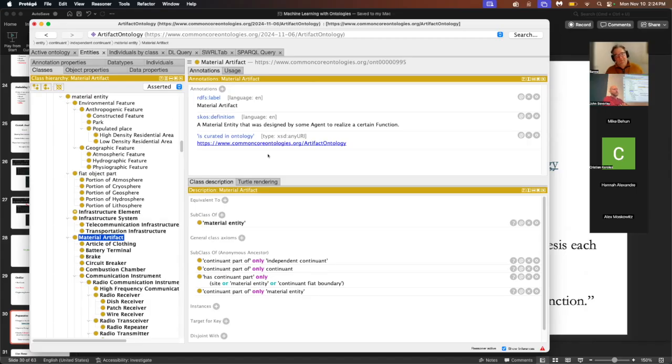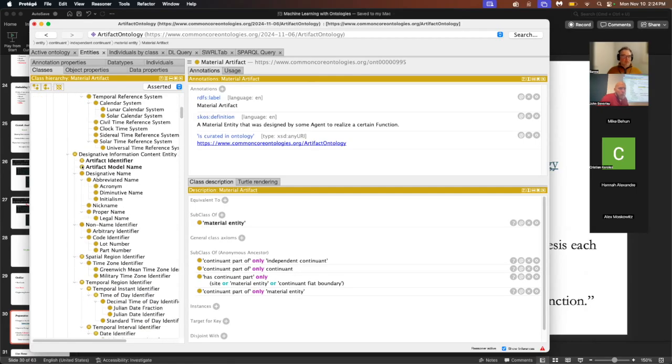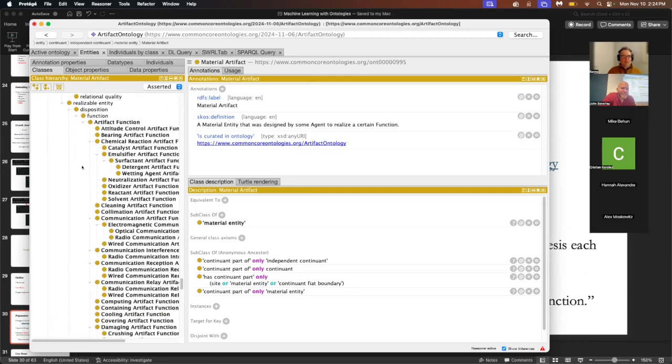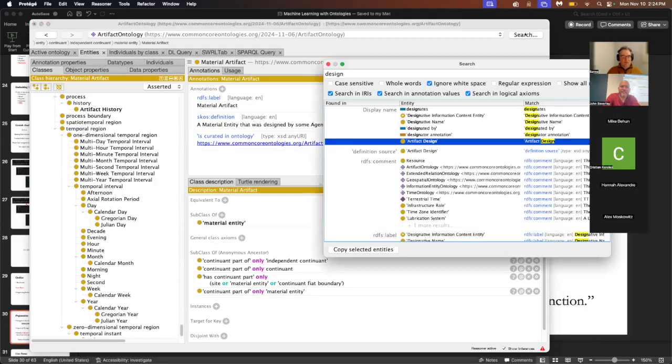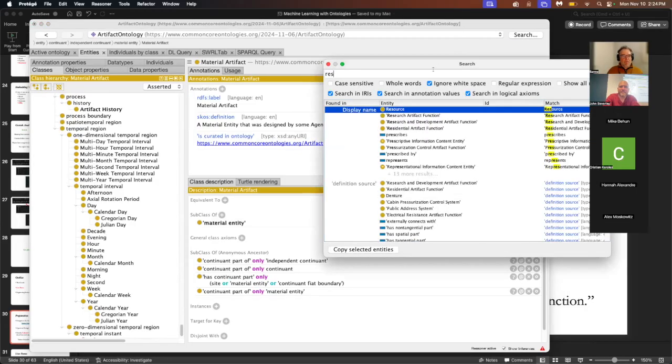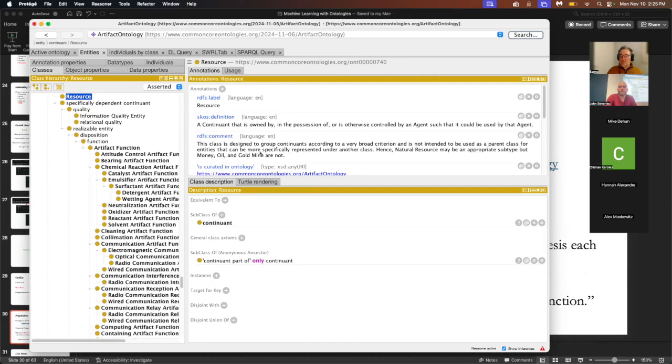So we still have resource as a class in CCO, right? Yeah. Okay, so it is a weird class, outside of everything. And everything can be a resource given the definition, but it doesn't have axioms. It says that it's basically something that is owned by an agent.